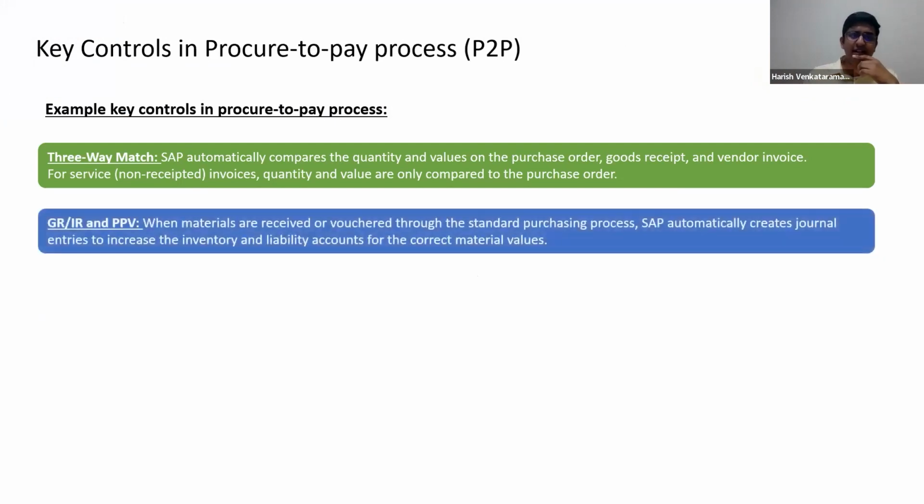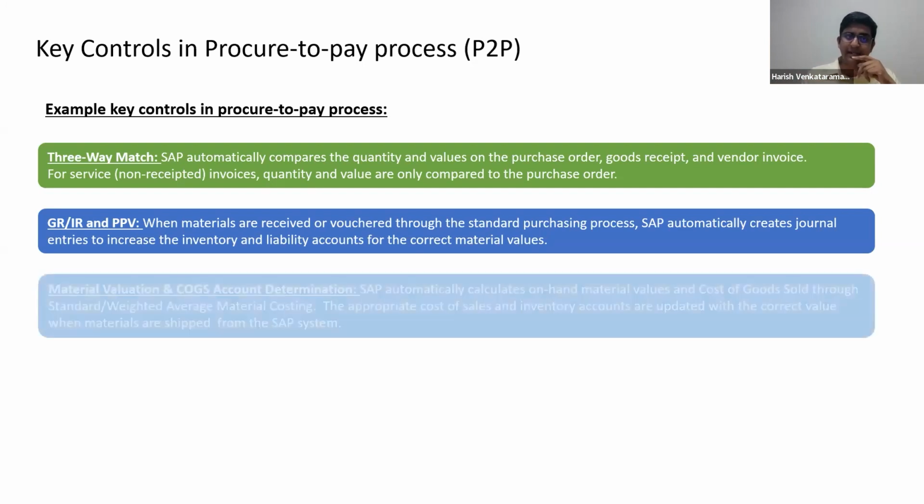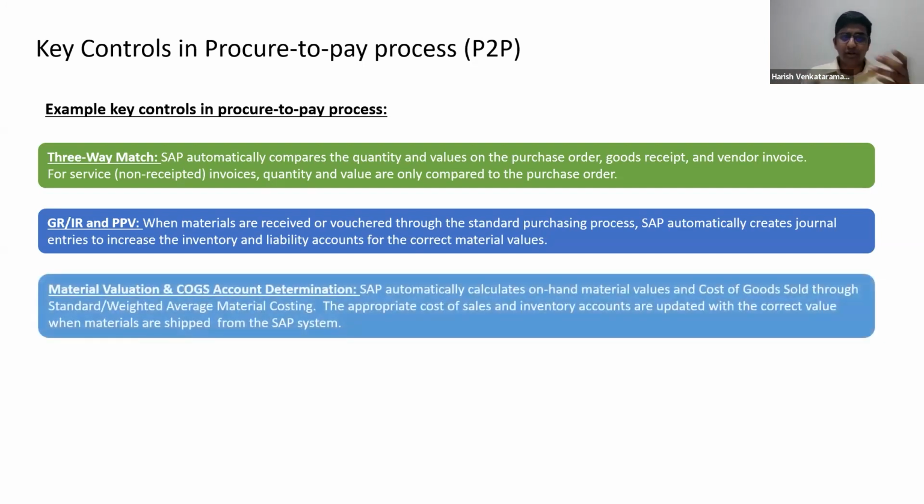And the second control is the account determination, right? The moment a GR/IR happens or a purchasing price variance entry happens, how is that creating a journal entry? So although it might seem like, the moment you post it, a journal entry is created, it doesn't seem much complicated, but there is a lot more to it in relation to the configuration of SAP. And lastly, is the material valuation, and again, the account determination. How is this determined?